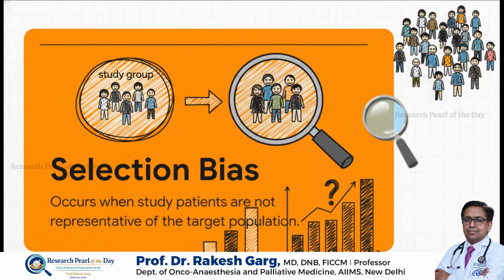Next up, let's talk about who you're actually studying. Selection bias sneaks in when your study group is kinda off, when they don't really represent the larger patient population you're hoping to understand. It means your findings might be true for your specific little group, but they might not apply to anyone else in the real world.